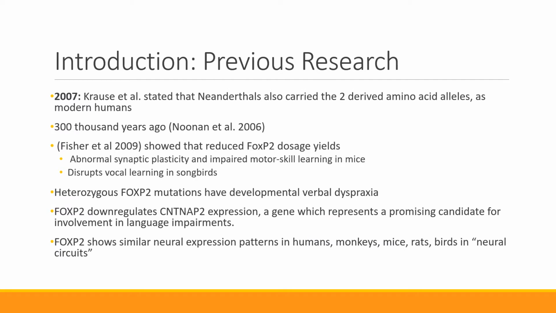For the second part of the introduction, we will go over some previous research on the foxp2 gene. And as we stated before, modern humans are defined by the foxp2 gene by two amino acid alleles. And in 2007, a study by Cross stated that Neanderthals also carried those two derived amino acid alleles. It has been estimated that the branch for the foxp2 allele had been selected for nearly 300,000 years ago.